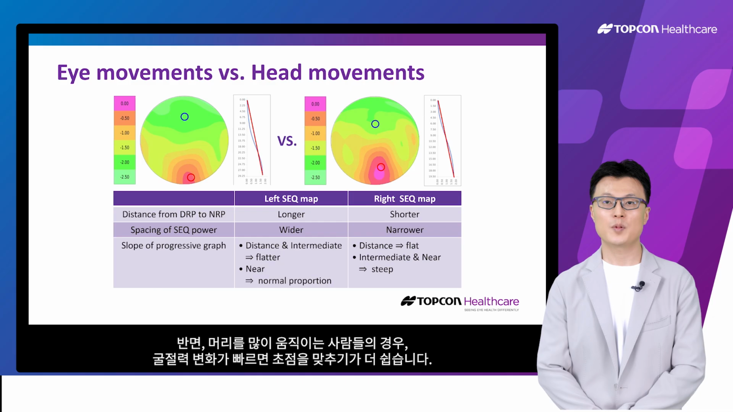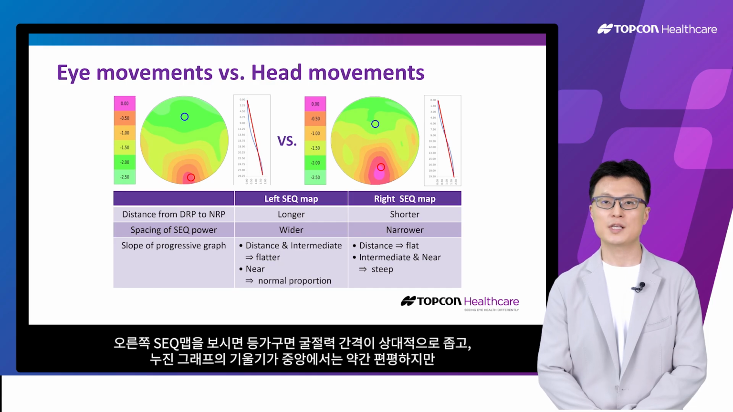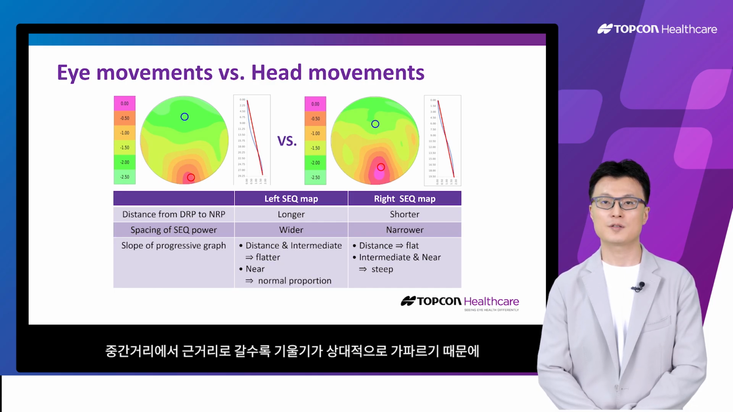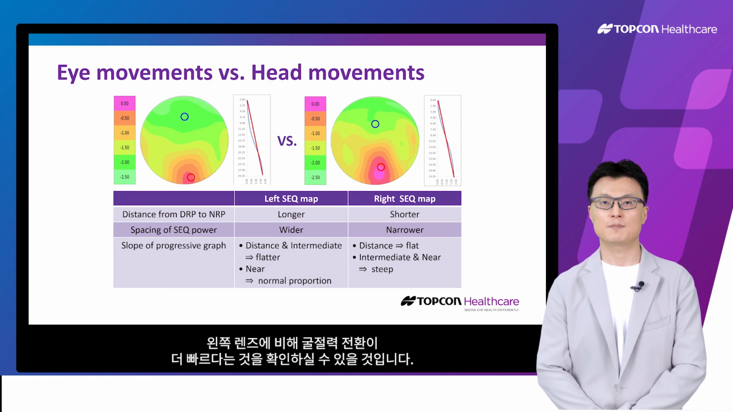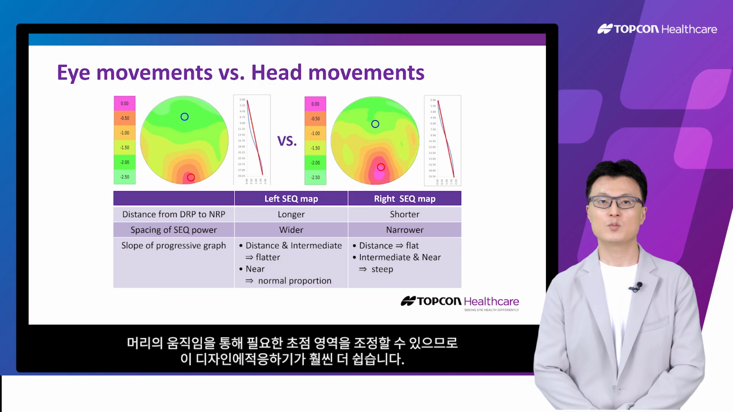On the other hand, for people who move their heads more, having faster changes in refraction makes it easier to focus. If you look at the right SEQ map, the intervals between SEQ powers are relatively narrower, and the slope in the progressive graph is slightly flat at the center, but from intermediate to near distances, it becomes relatively steep. So, the refraction transition is faster compared to the left lens. Therefore, even if the eye movement is minimal, when switching focal points, head movements can help adjust the focused area needed, making this design easier to adapt to.